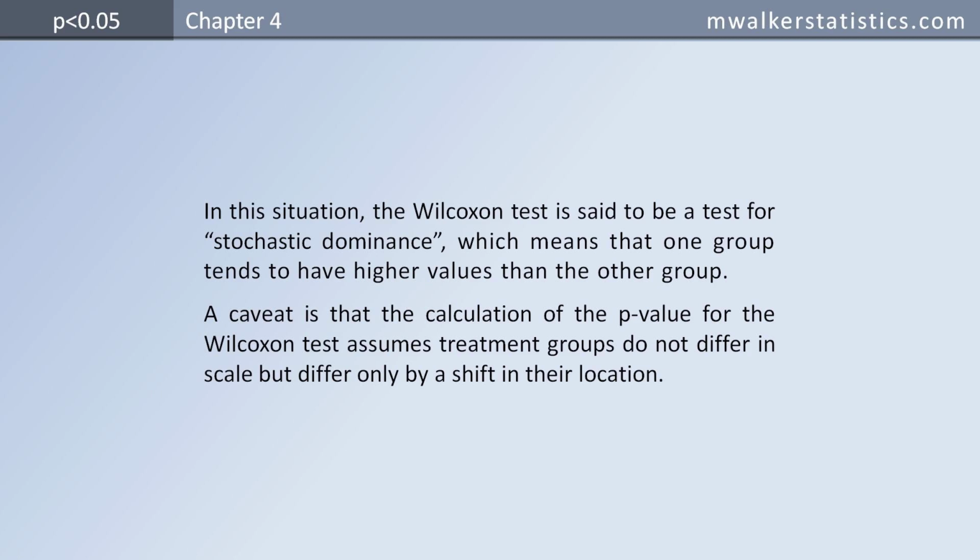In this situation, the Wilcoxon test is said to be a test for stochastic dominance, which means that one group tends to have higher values than the other group. A caveat is that the calculation of the p-value for the Wilcoxon test assumes treatment groups do not differ in scale, but differ only by a shift in their location.